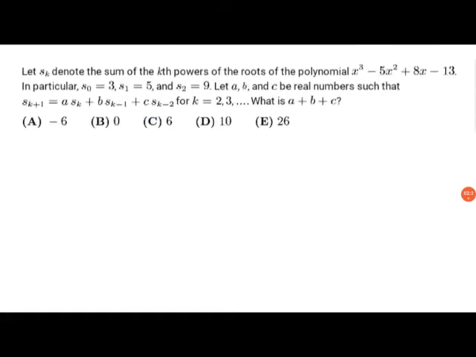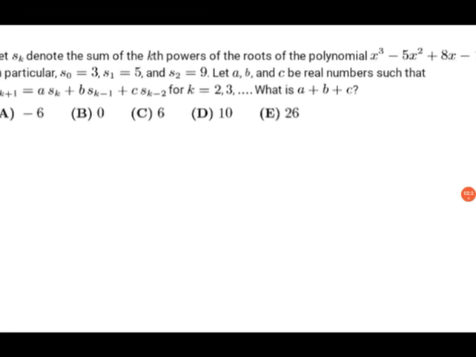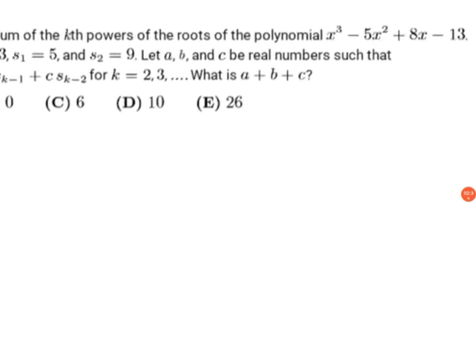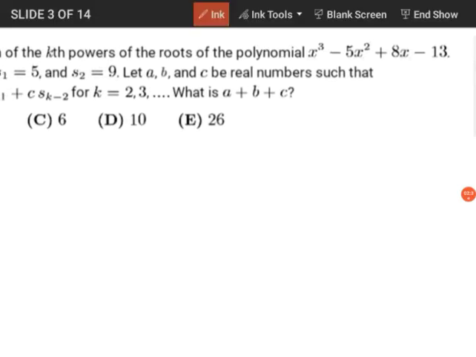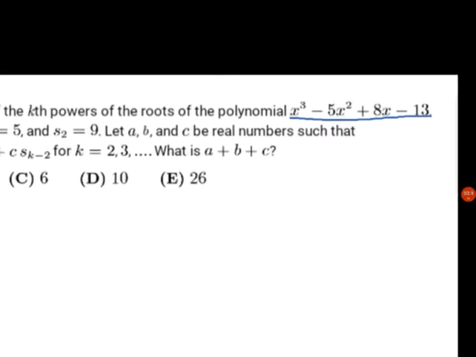Now, this question is I guess from AIME, and a very simple question. Have a look at the question. Done. Now let's solve it. The equation that has been given to us is x cube minus 5x square plus 8x minus 13, and the question is, let sk denote the sum of the kth powers of the roots of this polynomial.